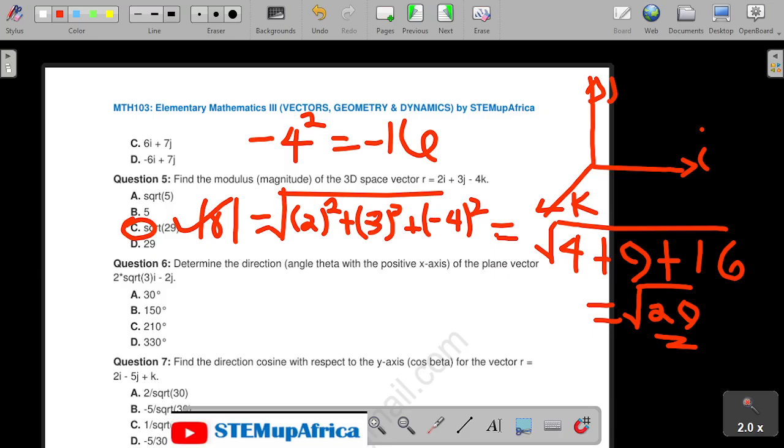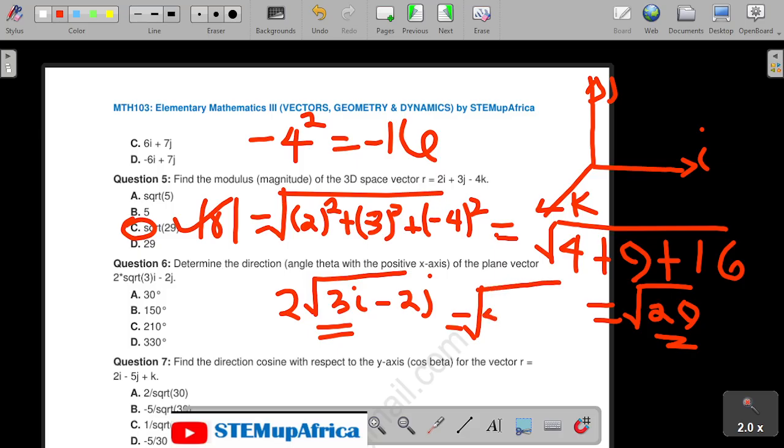So let's see what we have here. We're asked to find the angle theta of the positive axis of this vector. We have the vector is 2 root 3i minus 2j. So I have to determine the x. So the x is the I, which is our 3. But if this 2 should go in, it will go in as 4. So I'm having 4 into 3i minus 2j.